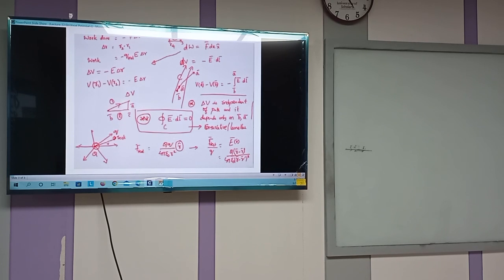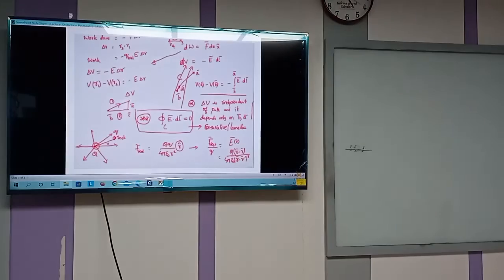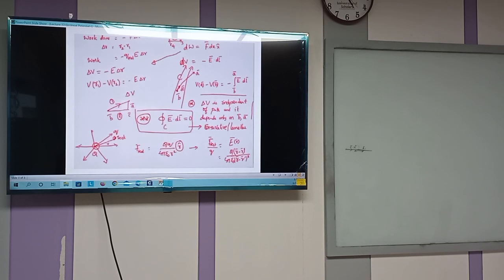So let us end the lecture here today. We will learn about spherical coordinates and potential, more about potential in the next class. Let us end the lecture here today.